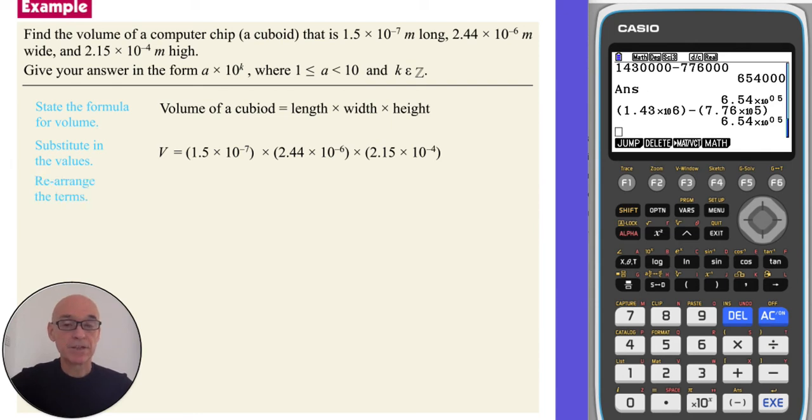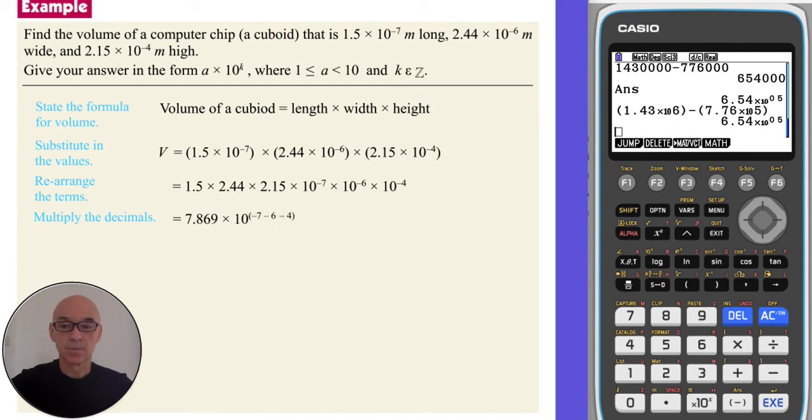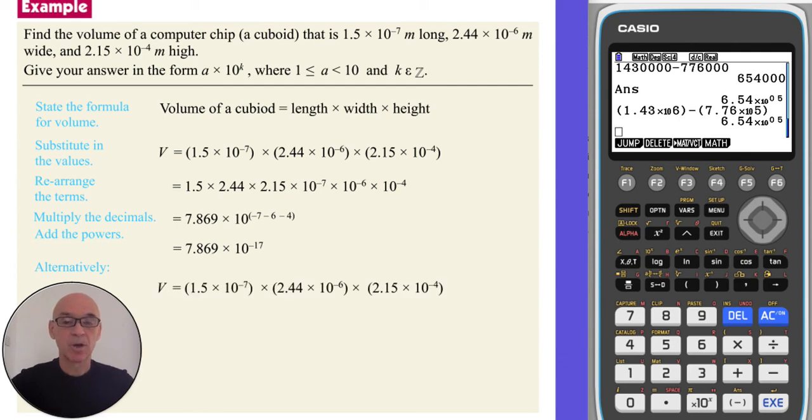We can rearrange the terms, put the decimal numbers first and the powers of 10 second. Then multiplying the decimals together and adding the powers of 10. Alternatively, again, just type the whole calculation on one line.